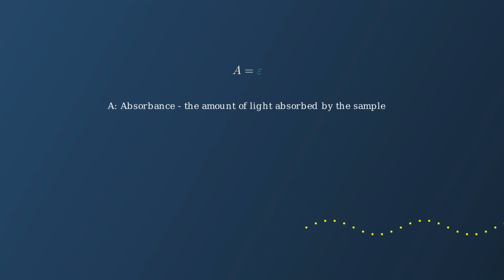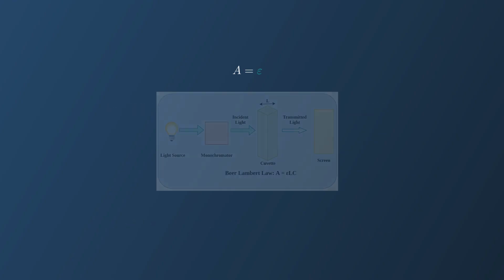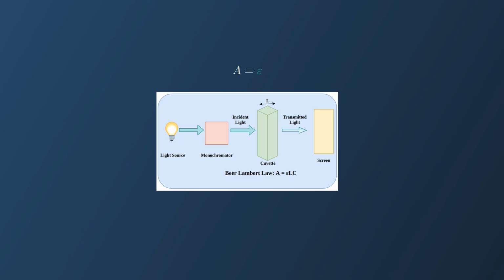The Beer-Lambert law is mathematically expressed as A equals epsilon times L times C. Let's examine each component of this formula. A represents absorbance, which is the amount of light absorbed by the sample. This diagram illustrates how the Beer-Lambert law works in practice. Light passes through a sample in a cuvette with length L, and the absorbance is measured.